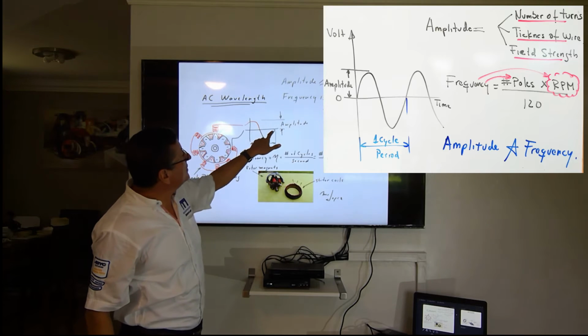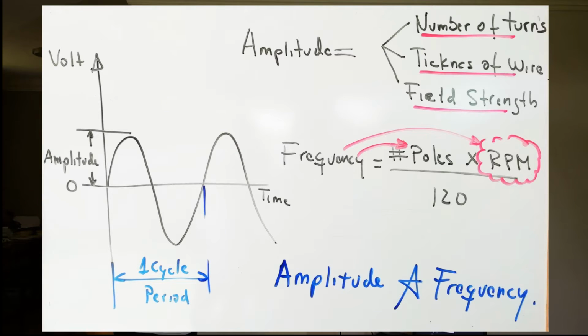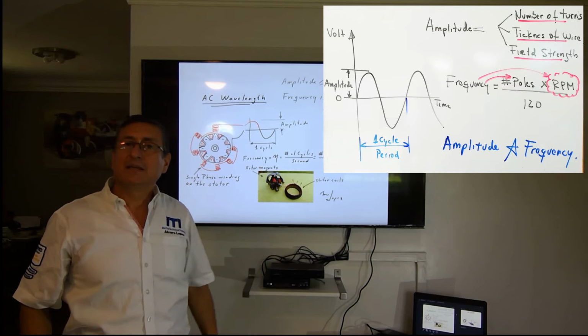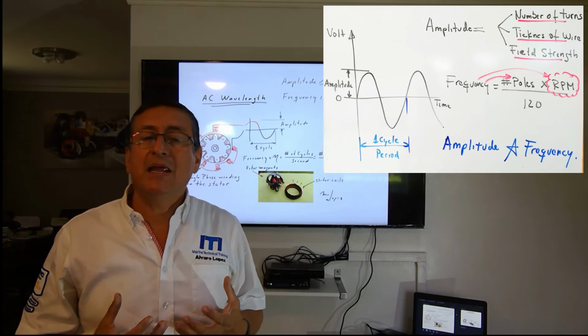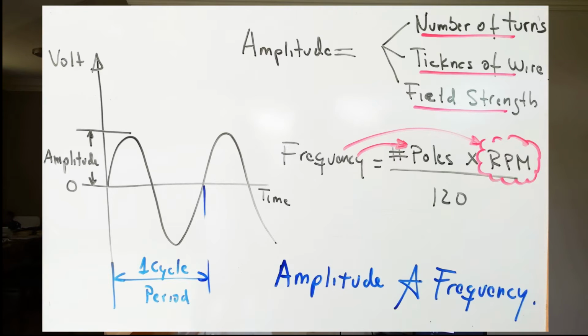Another important concept related with the shape of the AC power is the amplitude. The amplitude is the distance from 0 to the maximum. The amplitude is the voltage. The distance between this and this is the output voltage. The amplitude depends on the amount of turns in the coil, and depends on the thickness of the wire, the thickness of this coil, and depends on the amount of coils.